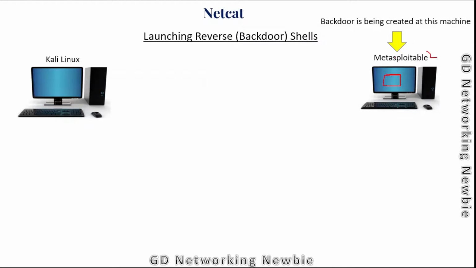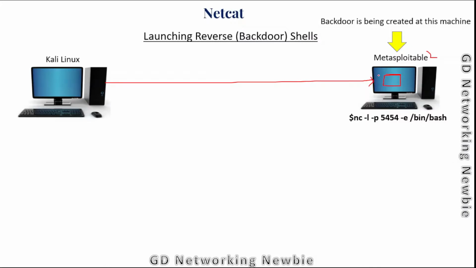And here, we can consider this as a victim machine. We are creating a backdoor here. Backdoor means, for example, we want to control this machine from this Kali Linux machine. We want to issue maybe some commands, maybe play with this. I mean, whatever control we can have here.